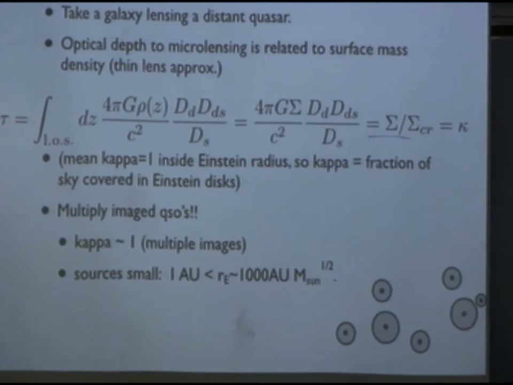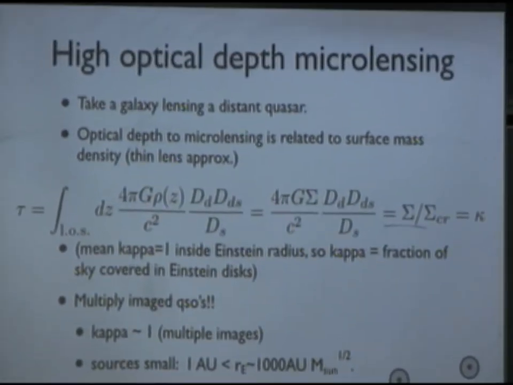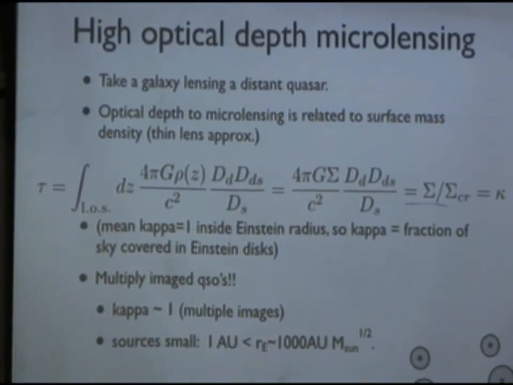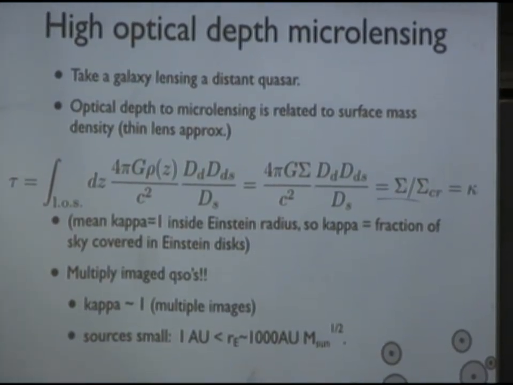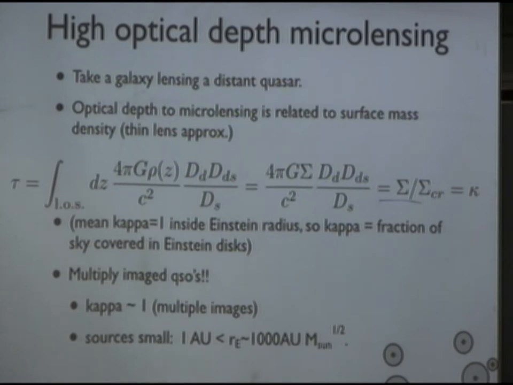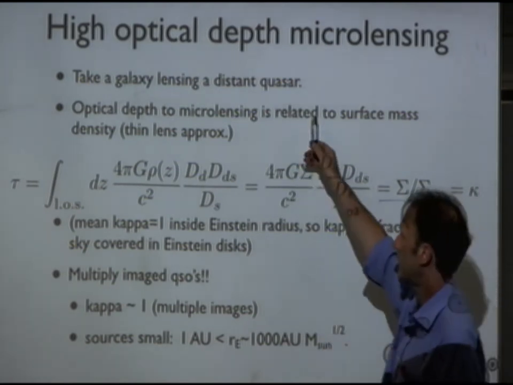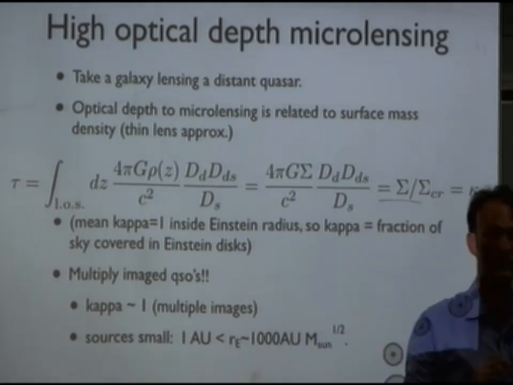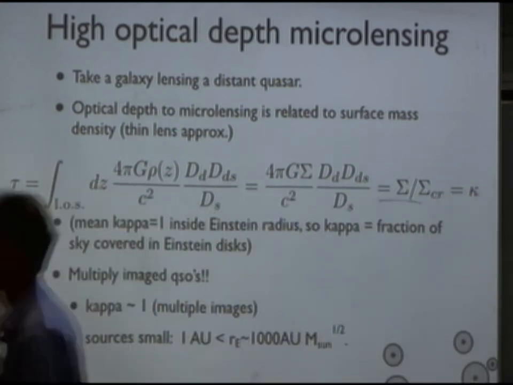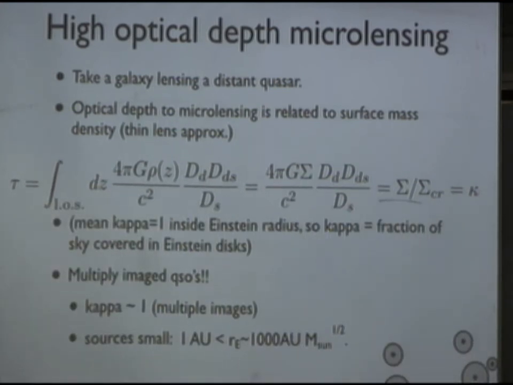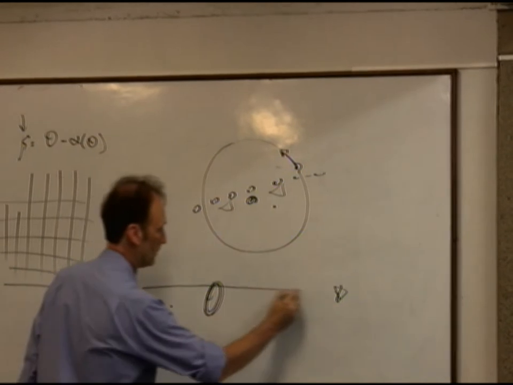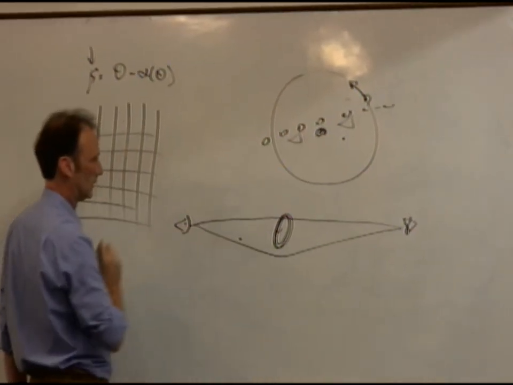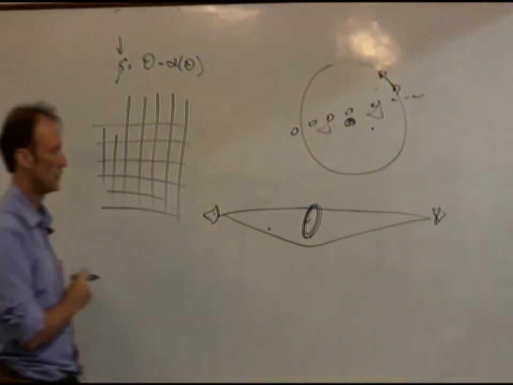So microlensing, I said, happens in the Milky Way, but in fact it also happens to very high distance quasars. So let's consider the case of a distant quasar behind a galaxy. The galaxy acts as a lens, and so the usual diagram: here's the galaxy, here's the quasar, here are we.